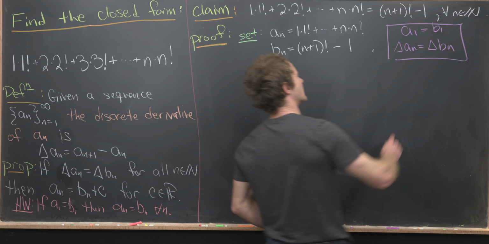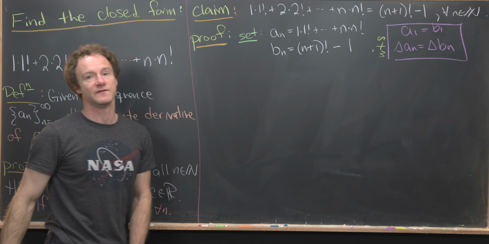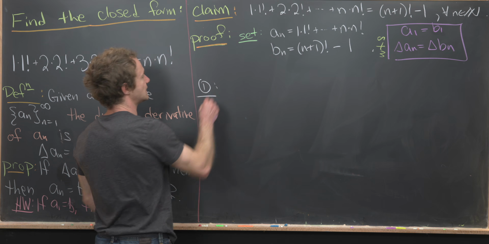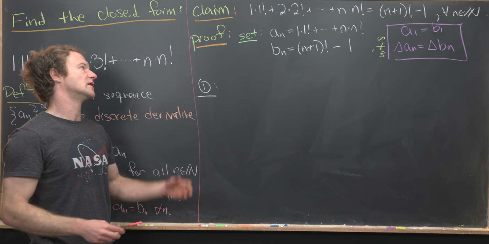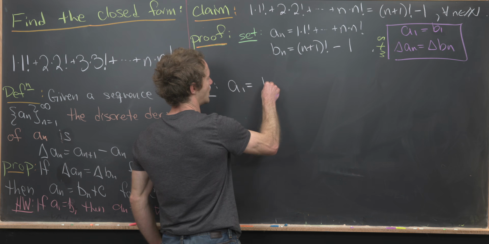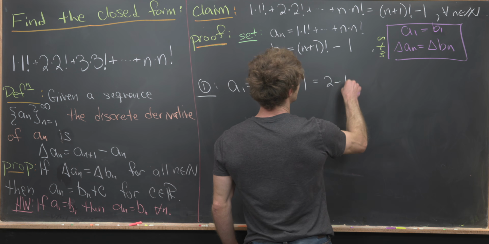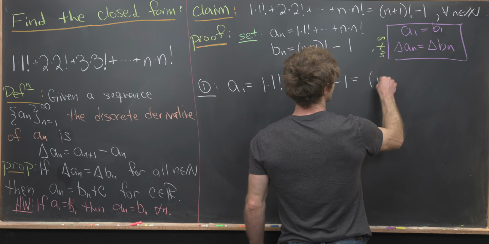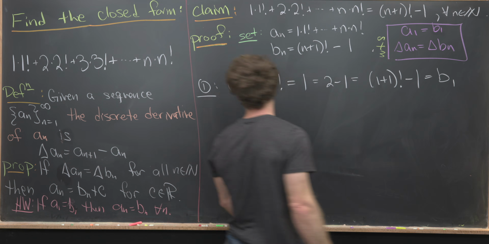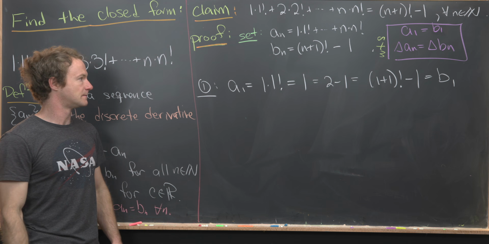So let's reiterate here, this purple box is what we want to show to finish it off via our proposition. The first thing that we need to do is prove that a1 is equal to b1, but that is pretty straightforward in this case. Notice that a1 is equal to 1 times 1 factorial, which is clearly 1, which is the same thing as 2 minus 1, which is the same thing as (1 plus 1) factorial minus 1, which is b sub 1. Okay, so these have the same initial condition, if you will.